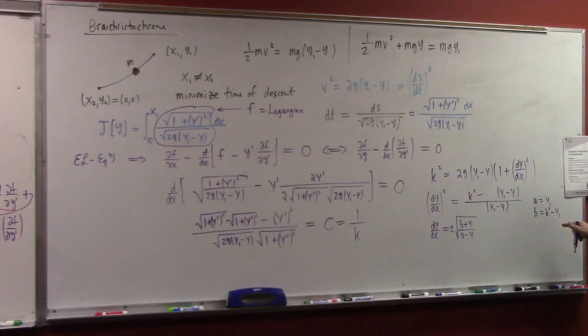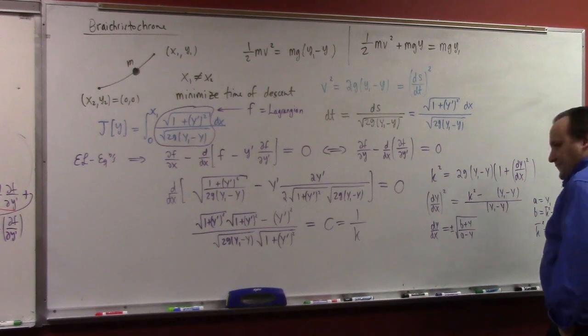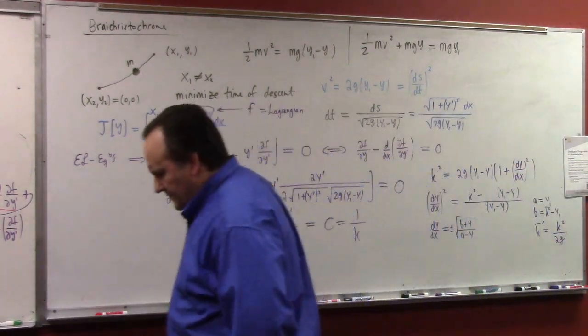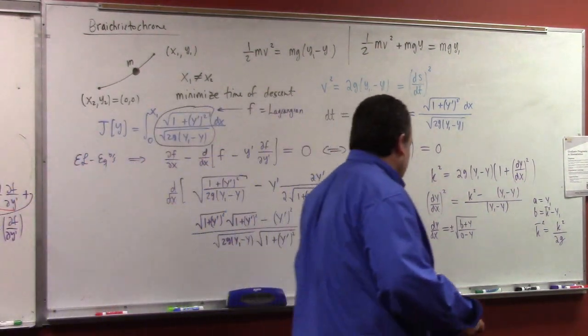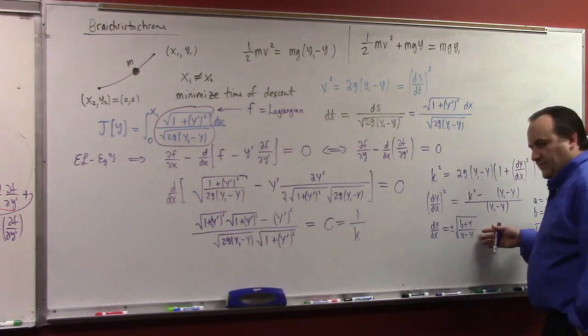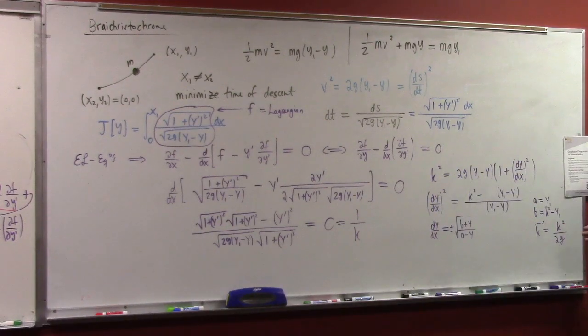So sorry, this k squared, let me call that k bar squared. So k bar squared is technically equal to k squared over 2g, I believe. I mean, we can do that. And with that, we're up to dy/dx is equal to plus or minus the square root of (b plus y) over (a minus y). All right. Can you solve that?